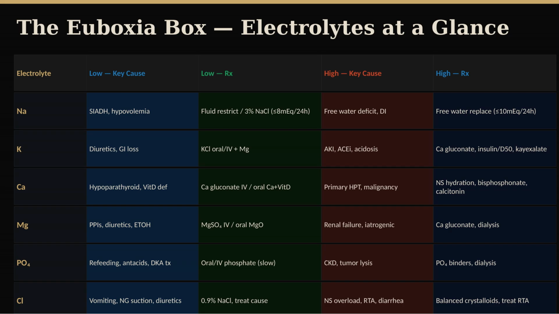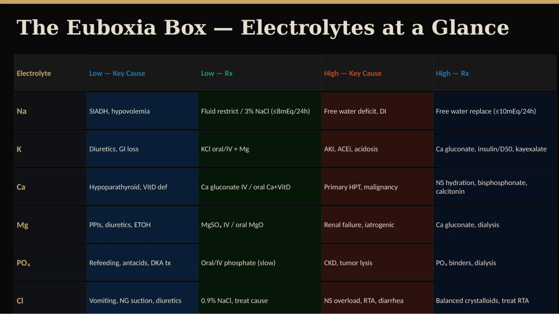Magnesium. Low. Proton pump inhibitors, diuretics, alcohol. Give magnesium sulfate. High. Renal failure, or iatrogenic. Calcium gluconate and dialysis. Phosphate. Low. Refeeding, antacids, DKA treatment. Replace slowly. High. Chronic kidney disease or tumor lysis. Binders and dialysis. And chloride. Low. Vomiting, NG suction, diuretics. Saline and treat the cause. High. Saline overload, RTA, diarrhea. Switch to balanced crystalloids. That's the entire box.